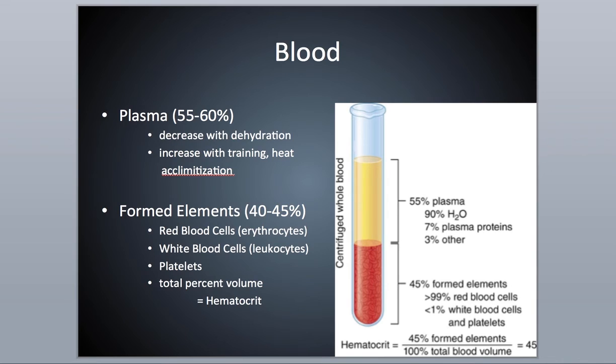Now, these are going to contain the red blood cells or the erythrocytes, white blood cells, the platelets. Now, the total percentage of this volume is going to be known as the hematocrit. All right, so hematocrit isn't necessarily a number of particles or volume, but it's basically the percentage that these formed elements make up of the entire blood.